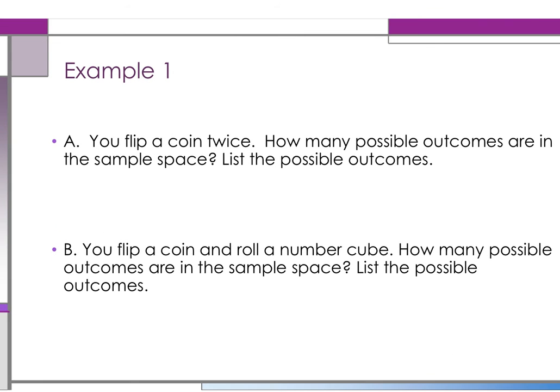Okay. Example 1. You flip a coin twice. How many possible outcomes are in the sample space? And list the possible outcomes, okay? So, flipping a coin one time. What's the sample space of flipping one time? One flip. There's 2, right? And then if you flip it again, what's your sample space of that second flip? 2. You multiply those together, what do we get? 4, okay? So in total, we should have 4.